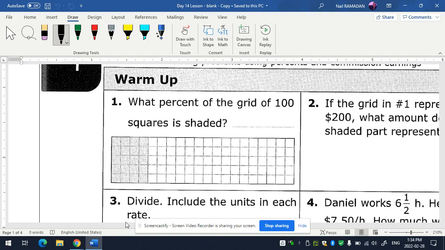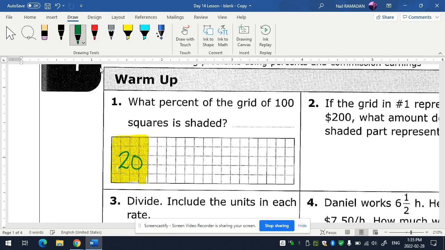Well, those are one, two, three, four. So four columns, or four rows, or four groups of five. So how many is that? All of those are 20 squares. So I'm just going to write 20.